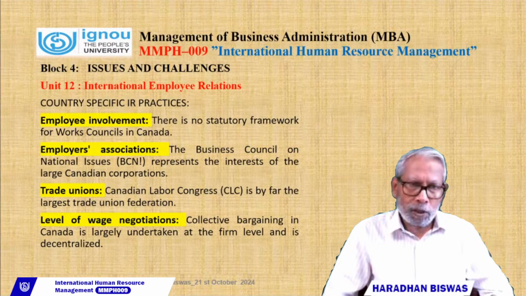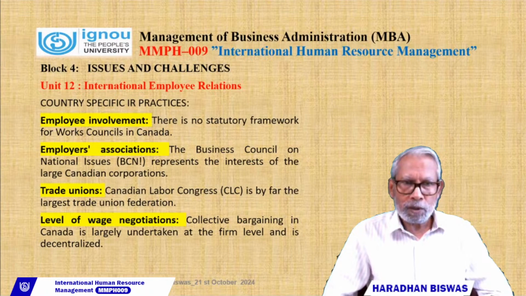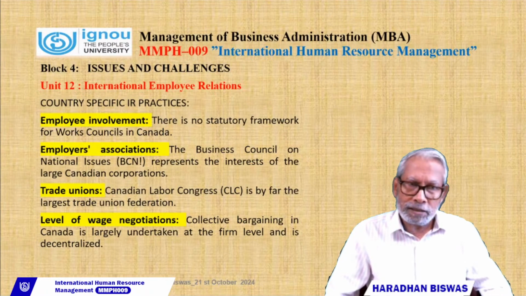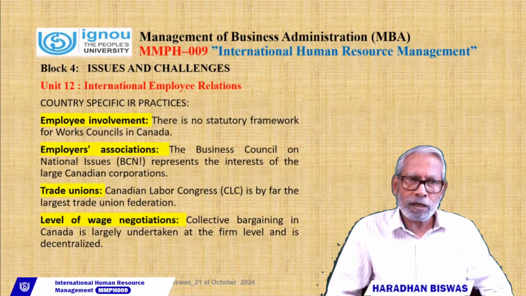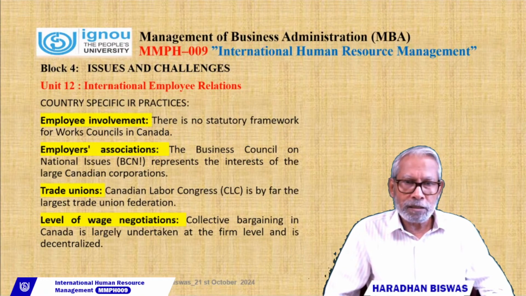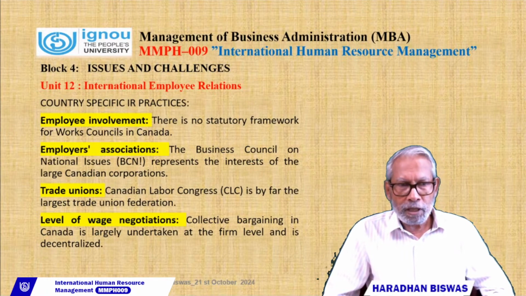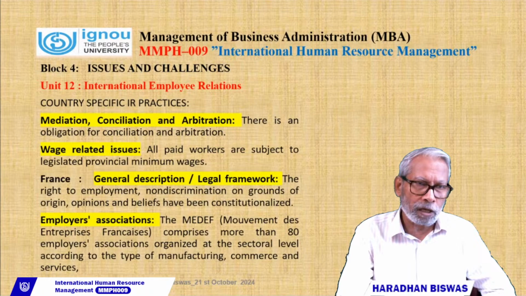Then employer associations: the Business Council of National Issues represents the interests of the large Canadian corporations. Trade unions: the Canadian Labour Congress, the CLC, is by far the largest trade union federation. At the level of wage negotiations, collective bargaining in Canada is largely undertaken at the firm level and is decentralized. So this is the way I just quickly go through the other countries.